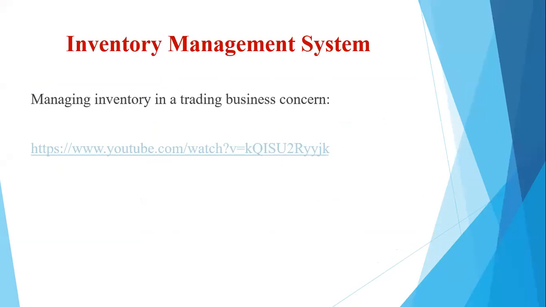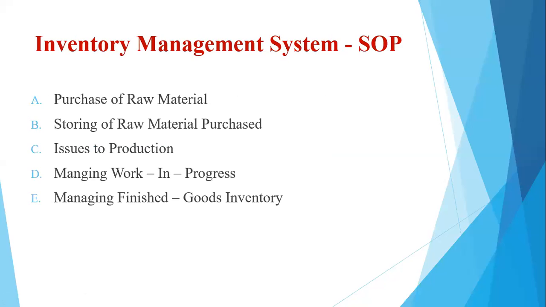So that's where we looked into the SOP with respect to a warehouse in a trading concern, where there was no manufacturing process as such, wherein the goods were received and sold with respect to the sales orders that were being placed. Now, if we think of building up an SOP for the inventory management system of a manufacturing organization, we could be splitting it up into 5 parts.